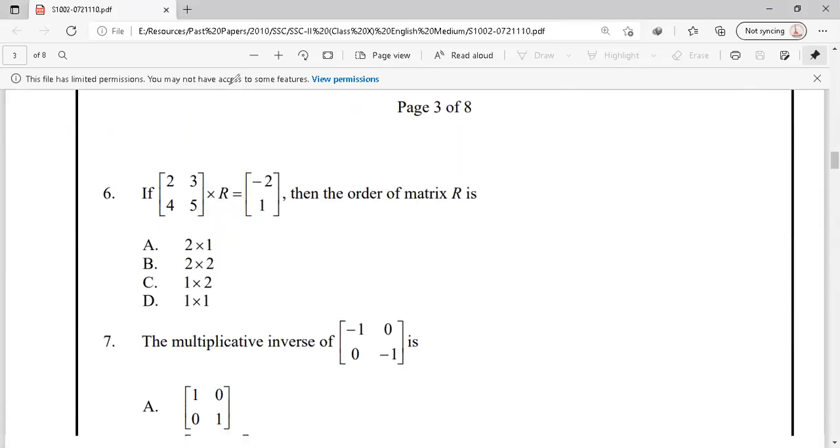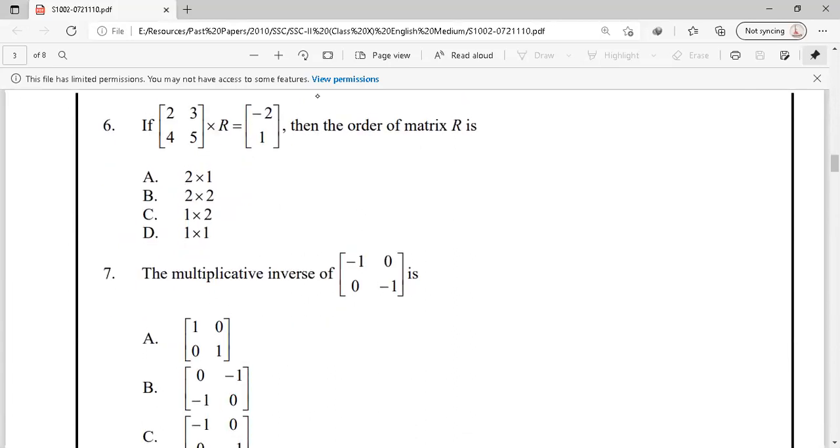Let's see question number 6. We have to find, if this matrix multiplied by R is equal to this, the order of the matrix R. So the order of the first matrix is 2 by 2. Then we have our matrix that is R. Let's say its order is m by n, and we have multiplied these matrices to get a matrix of order 2 by 1.